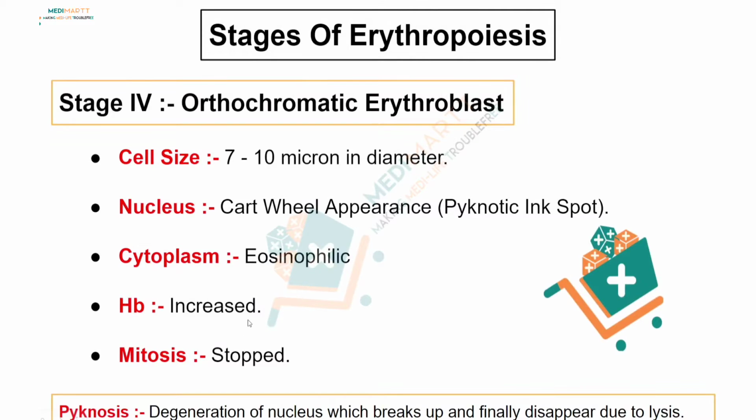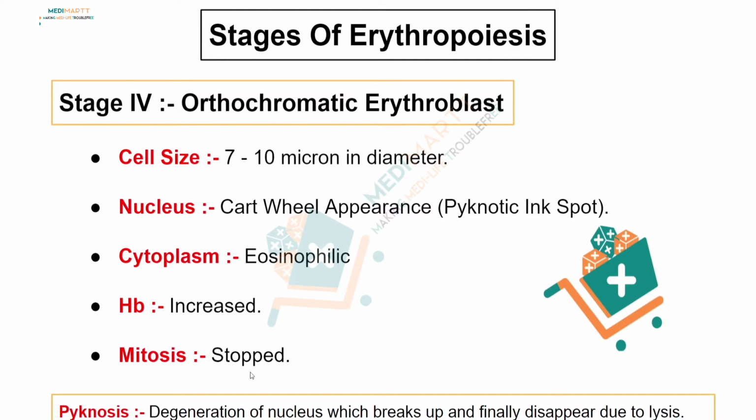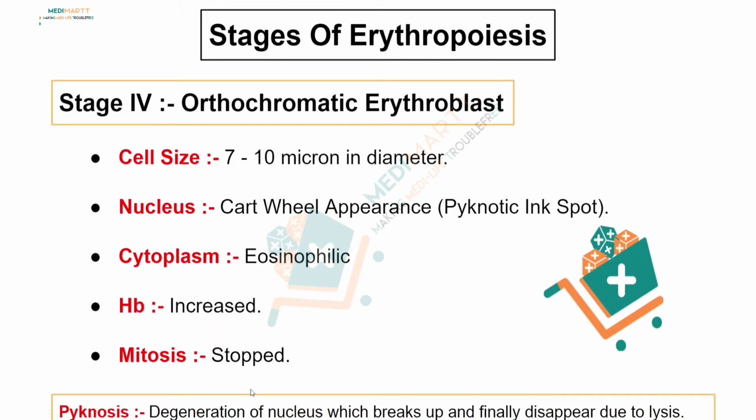Now hemoglobin is increased. Why is it becoming red? Because hemoglobin is rapidly increasing. And in this stage the mitosis is stopped. You have to understand this: mitosis was active until the third stage, and in this fourth stage mitosis is stopped. So your teacher may ask you at which stage mitosis is terminated. You have to say it is the orthochromatic erythroblast.